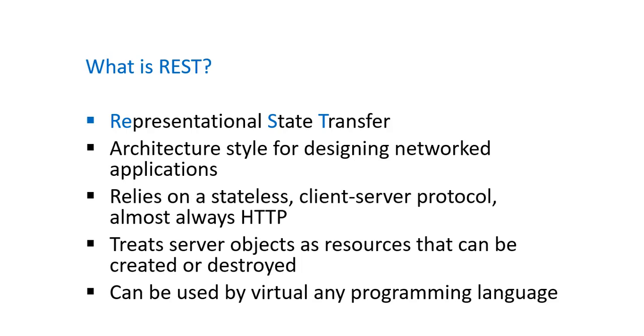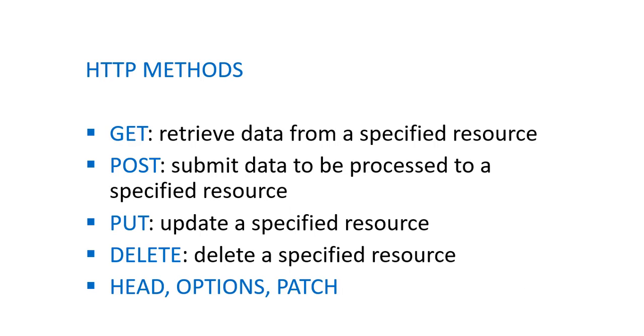HTTP has different methods that are being used. Number 1 is GET. The purpose of this is to retrieve data from a specified resource. We also have POST, meaning we submit data to be processed to a specified resource. GET and POST are basically the two methods that are used on a form.